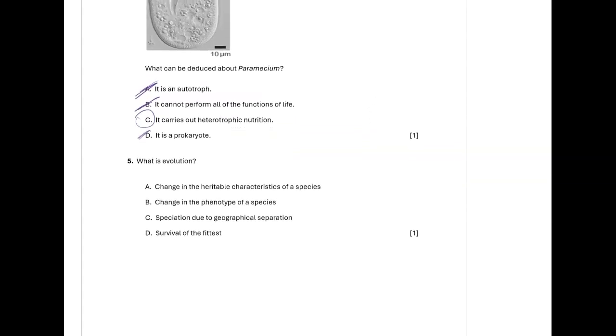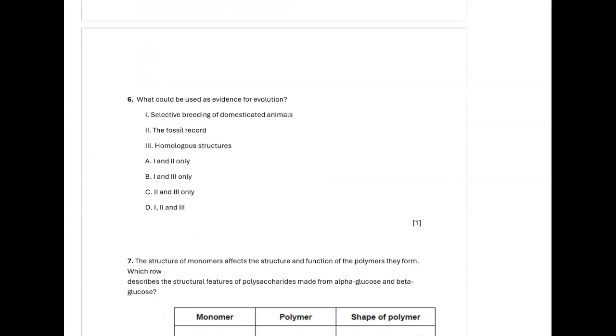So then evolution, you're looking for the definition of evolution, which is the change in heritable characteristics of a species. So that would be A. That's really the only one. I mean, that is the definition, so that has to be the answer there.